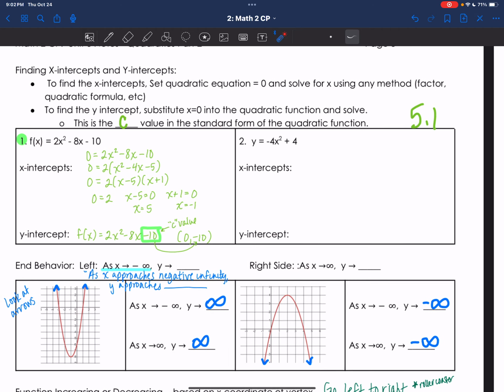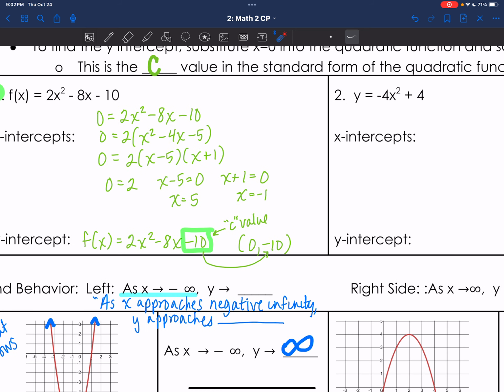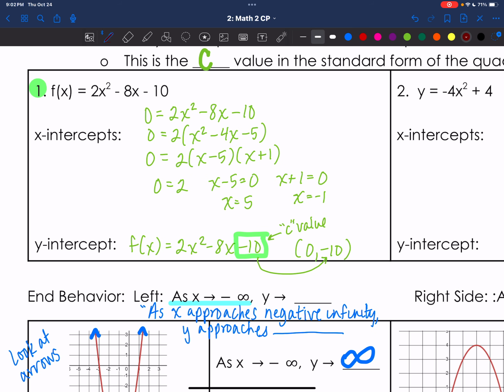And now let's go ahead and find our x and y intercepts. To find the x-intercepts, you're going to set the equation equal to 0 and solve for x using any method that you've learned before. And to find the y-intercept, you're going to make x equal 0 in the quadratic function and solve. This is the c value, which is your constant in the standard form of the quadratic function. So I did the work here. Also, if this helps you, I like to make a little table.